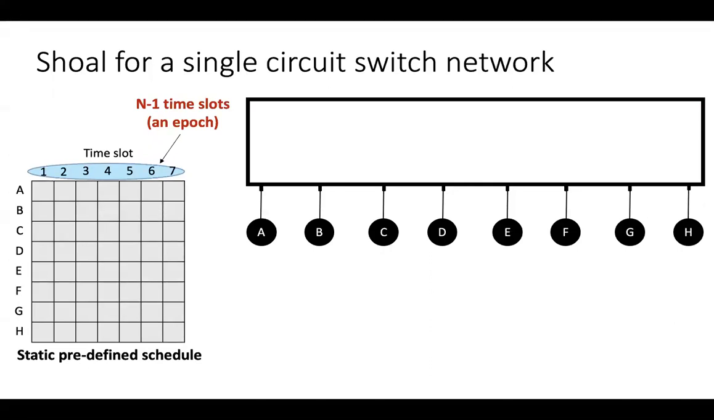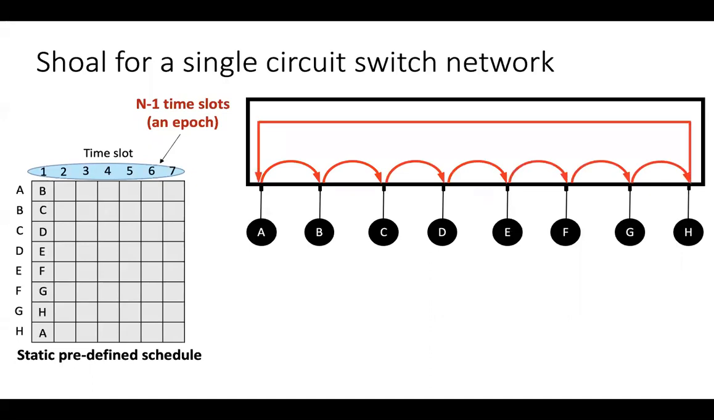And in every time slot, the schedule dictates what circuits need to be set up. For example, in time slot 1, the schedule says that node A should be connected to node B, which is to say that node A can send a packet to node B. And so all the circuit switch does is simply set up a circuit between A and B. Similarly, in the same time slot, it sets up a circuit between B and C, C and D, and so on. So given this circuit setup, all the end host needs to do now is simply transmit the packet according to the current circuit setup.